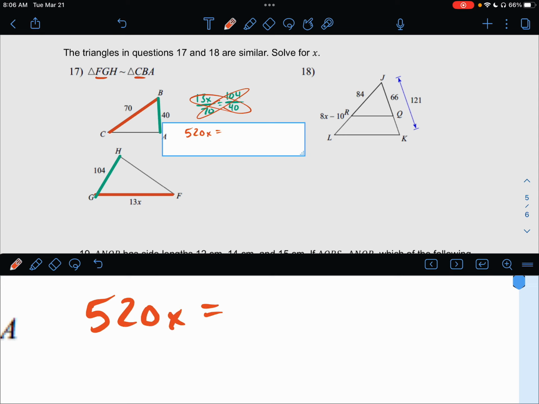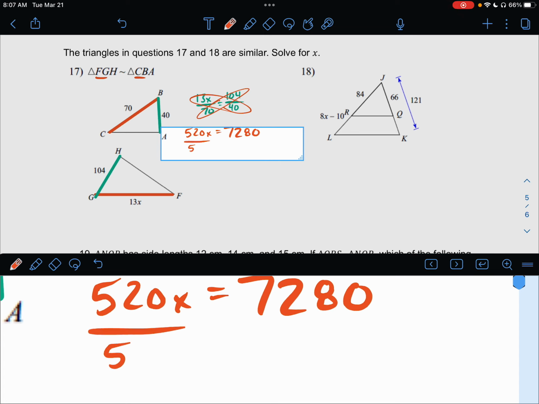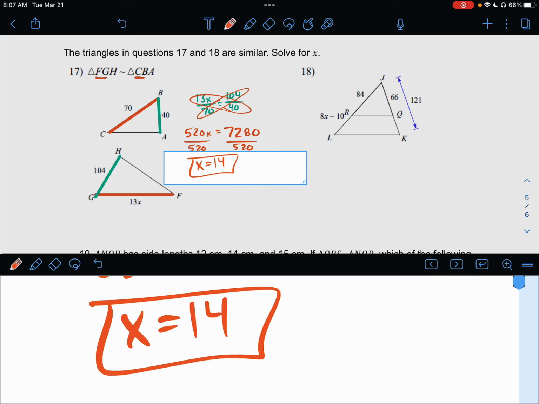And then 70 times 104, so 70 times 104 is 7,280. I'm going to divide both sides by 520. And I'm getting that x equals 14. And that's our answer.